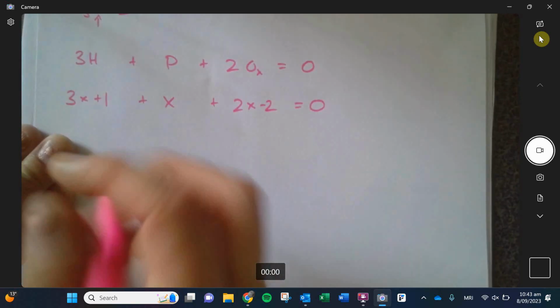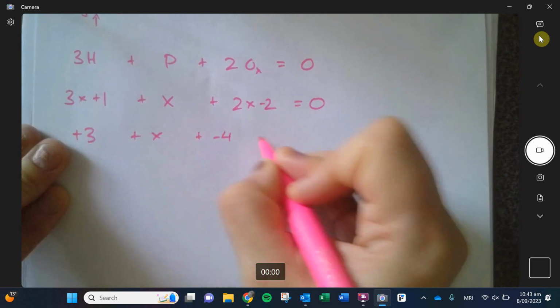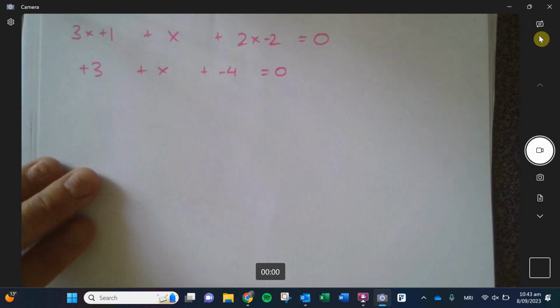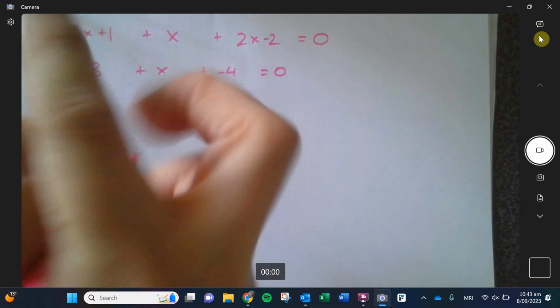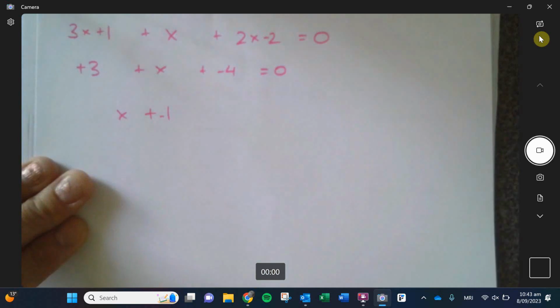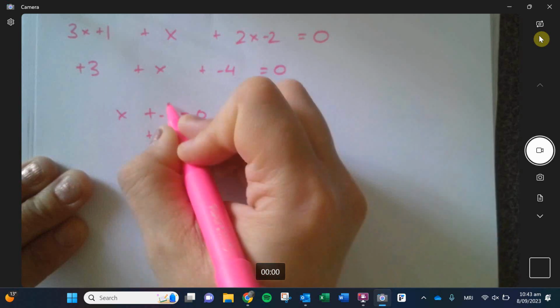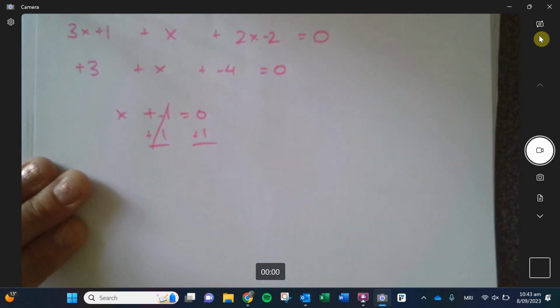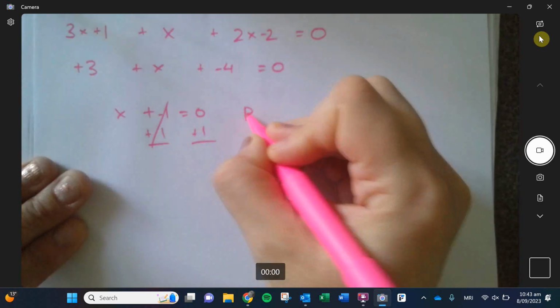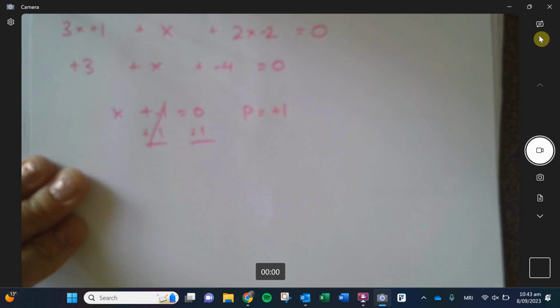So I have positive 3 plus x plus negative 4 equals 0. When I add those two numbers together, I have x minus 1, or you can say x plus negative 1 equals 0. I add 1 to both sides to cancel the 1's out. Remember, you're doing the opposite of whatever you need to do to cancel out things. So I get the phosphorus is equal to positive 1 as the oxidation number. So this guy is positive 1.